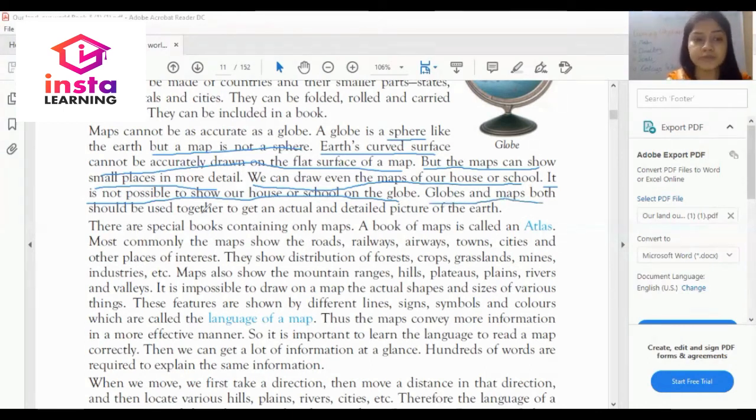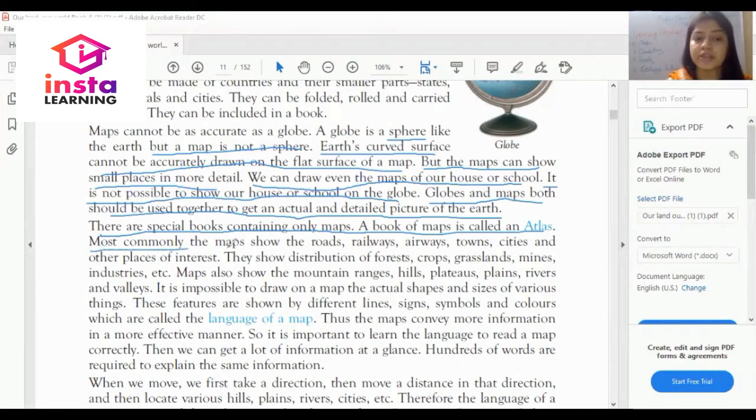Globes and maps both should be used together to get an actual and detailed picture of Earth. Dear students, there are special books containing only maps. A book of maps is called an atlas. This is again a very important question. A book of maps is called an atlas. So, what is an atlas? A book of maps is called an atlas.